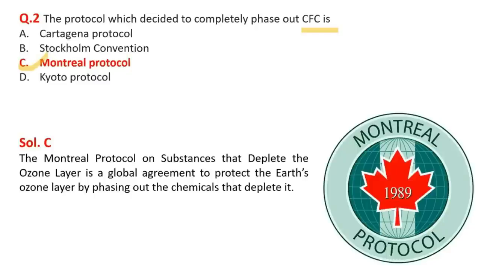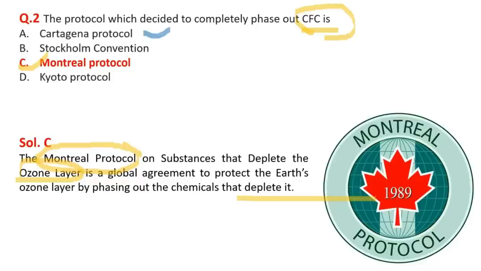The Montreal Protocol on Substances that Deplete the Ozone Layer is a global agreement to protect the Earth's ozone layer by phasing out the chemicals that deplete it. So the main purpose of the Montreal Protocol is to protect the ozone layer. That's it. Okay, so how can this ozone layer be protected? By reducing the chlorofluorocarbons which are emitted into the atmosphere.